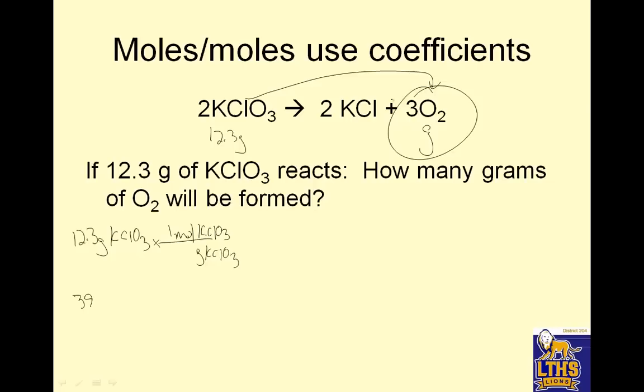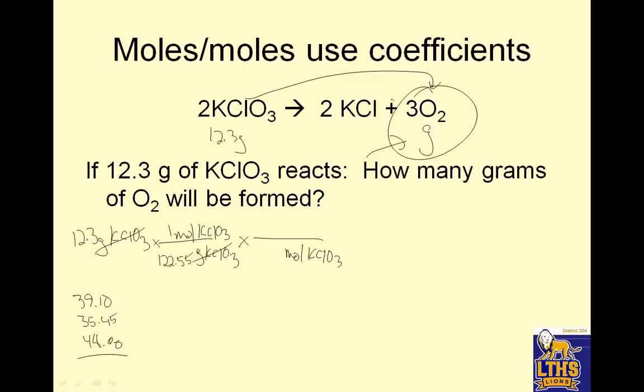In the periodic table, potassium is 39.10, chlorine is 35.45, and 3 oxygens, each one 16, 3 of them is 48.00. So I'm going to add those together. 39.10 plus 35.45 plus 48 is 122.55. And now I'm out of grams, and I'm in moles of potassium chlorate. Remember, I'm going to grams of oxygen. So I have to get out of moles of KClO3.